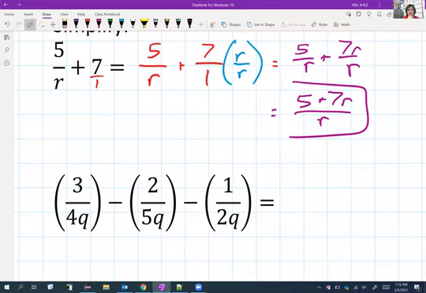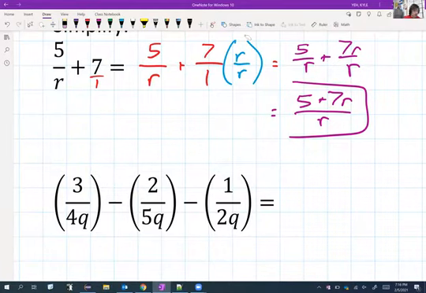Here's another one. 3 over 4q minus 2 over 5q minus 1 over 2q. I'm going to ask you to try to work this one out from the top. Yeah, there are 3 terms there, 3 things that are involved in this subtraction. We need to get them all to have a common denominator, figure out what we can get all those denominators to, multiply by what you need, and then when you're done, unpause this video to see how I did it.